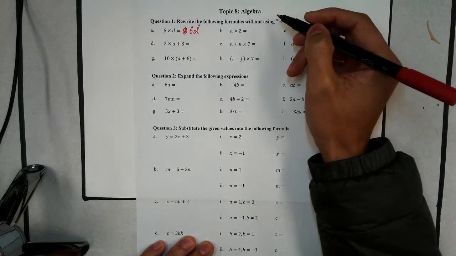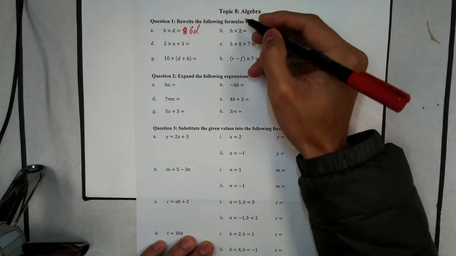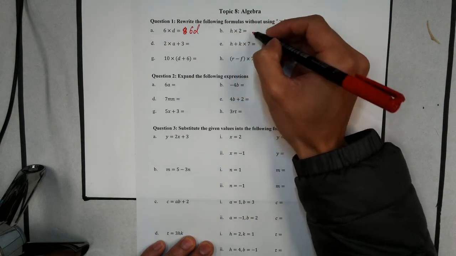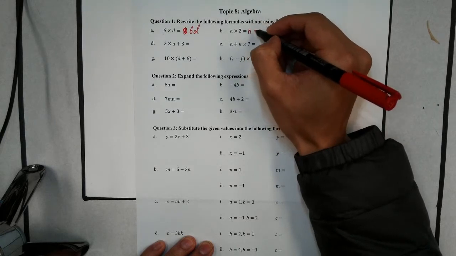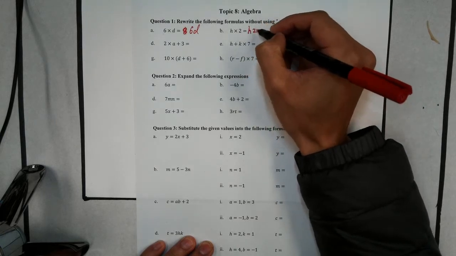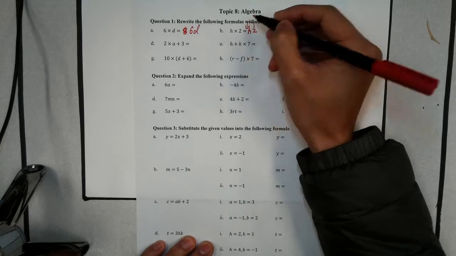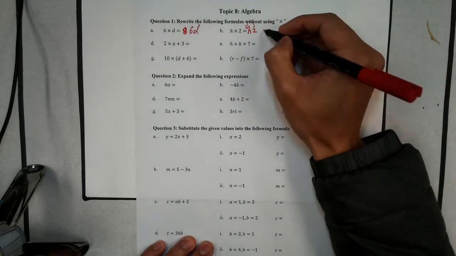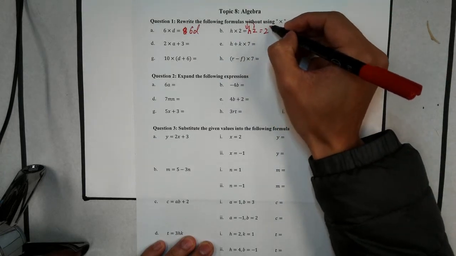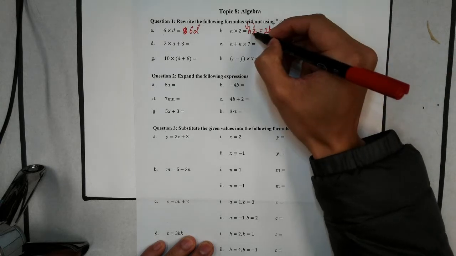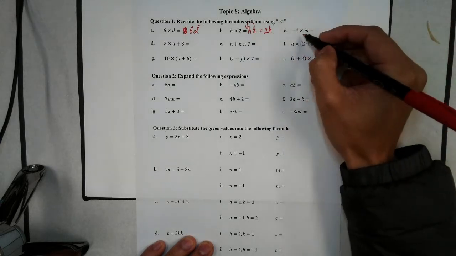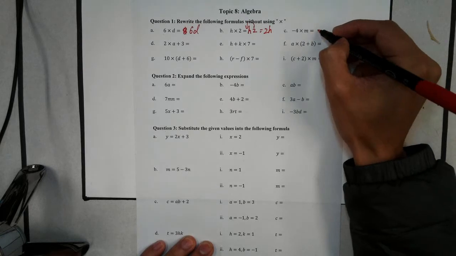Okay? And when we simplify it, like h times 2 for example, firstly we simplify it, but in algebra we need to put the number in front of the letter. Okay? So we need to write like 2h instead of h2. That is wrong. So there's a negative 4 times m, just negative 4m.